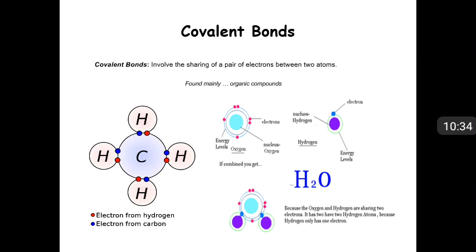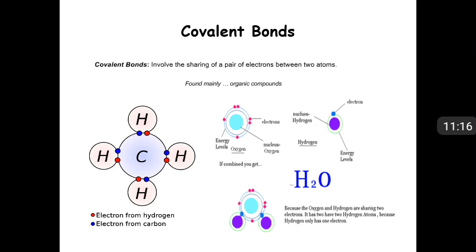Now, covalent bonds involve sharing of a pair of electrons between two atoms. Examples are CH4, methane, and H2. You can count: carbon has 4 electrons in its outer shell, and it forms bonds with 4 hydrogen atoms and shares one electron with each of them, and it completes its 8 electrons in the outer shell. Similarly, hydrogen also shares 1 electron with carbon, and it also gets 2 electrons in its outer shell.